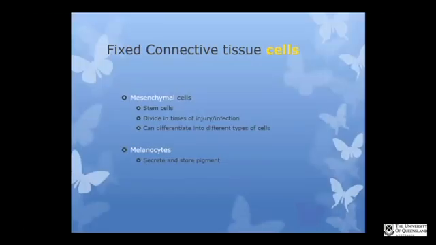Okay, fixed connective tissue cells. Well, we talked about mesenchymal cells. These are the stem cells. And these divide when you have an injury or you have an infection. And they can differentiate into lots of different types of cells depending on what's needed. And then the next one is a melanocyte. Now, anybody got any idea where you would find a melanocyte? Sorry? In the skin, well done. Melanocytes produce melanin, and melanin is suntan. So it's what gives you your suntan.